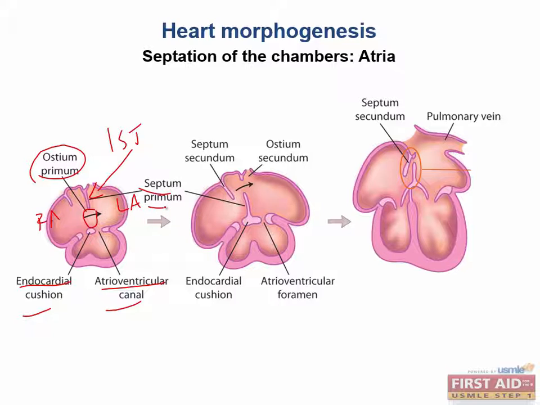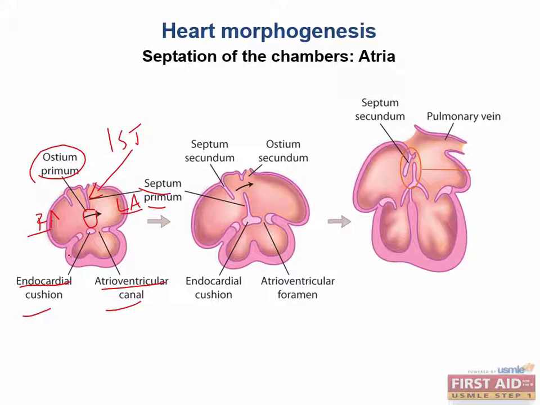Now eventually the septum primum reaches this endocardial cushion and it starts to fuse. This is a problem because we want to maintain the communication between the left atria and the right atria in the fetal heart.